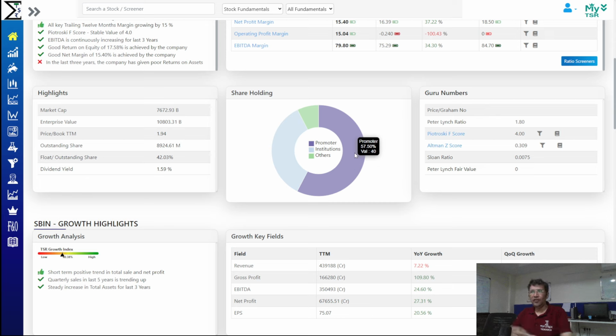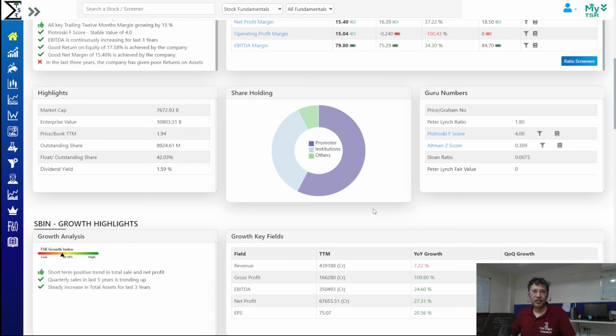If the promoter has a lot of shares, then they can go for a drastic decision. Sometimes that drastic decision is good, sometimes it's not so good. For example, in recent times we have seen Reliance suddenly moving into telecom because the promoter had a lot of opportunity to take a decision.